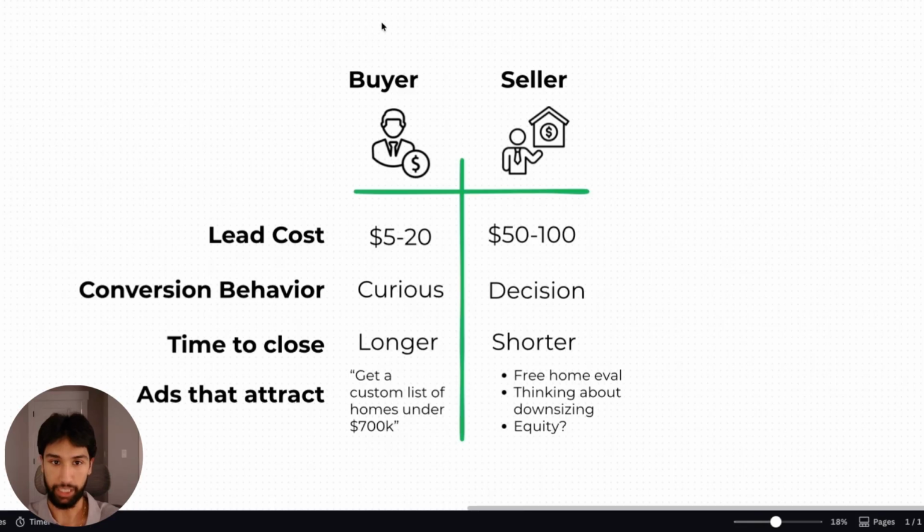Because of that, seller leads usually represent more leverage inside of the real estate business. If you understand the mechanics of how you can get both pipelines pumping, buyers and sellers, you stop chasing leads and you start designing a marketing system that's actually built around who you want to work with.